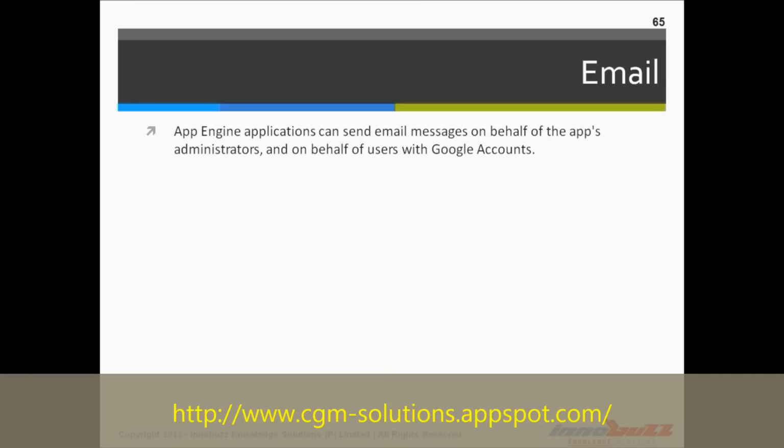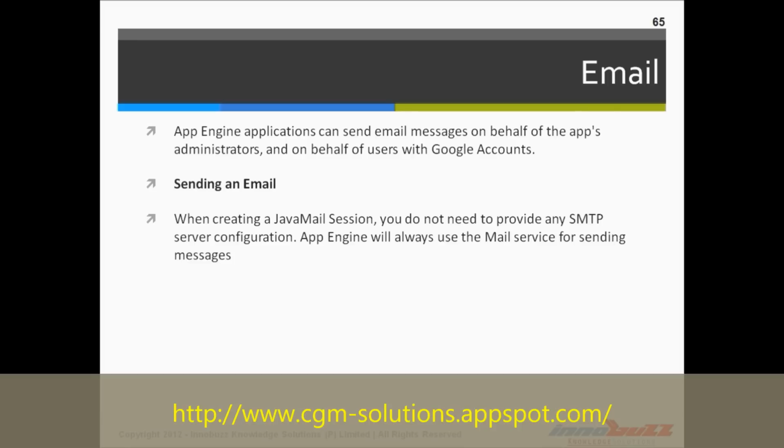Email. App Engine applications can send email messages on behalf of the app's administrator or on behalf of users with Google accounts. To send an email, we need to create a Java Mail session. For this, you do not need to provide any SMTP server configuration. App Engine will always use the mail service for sending messages.